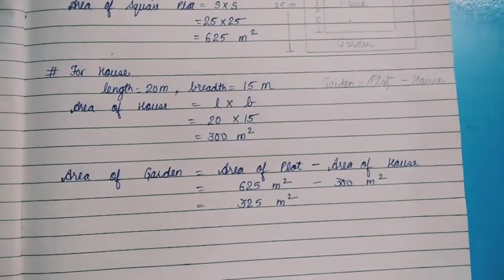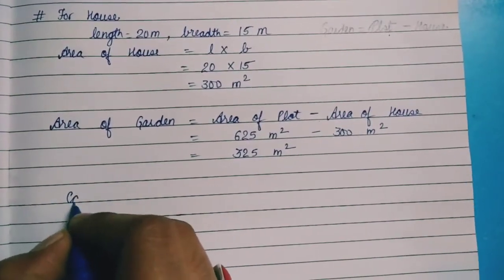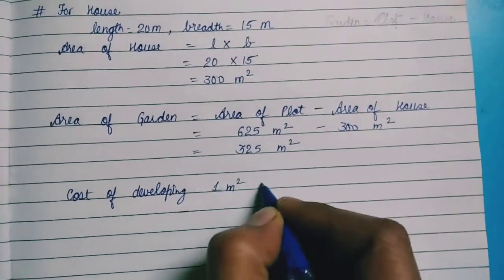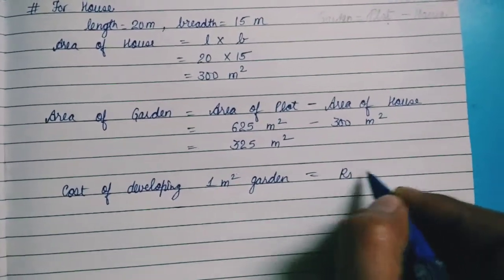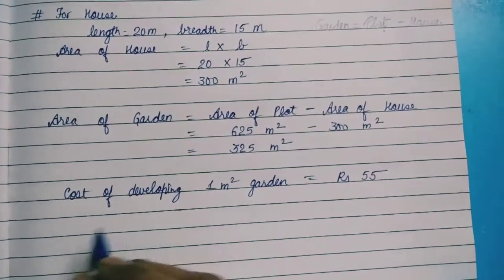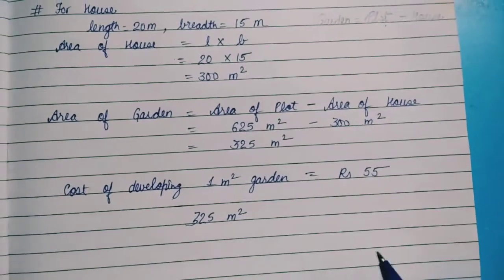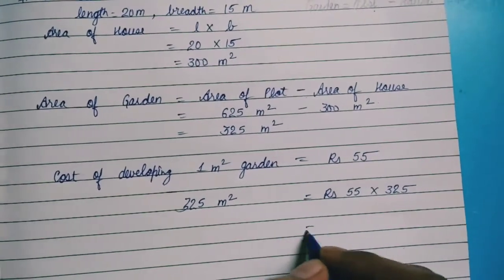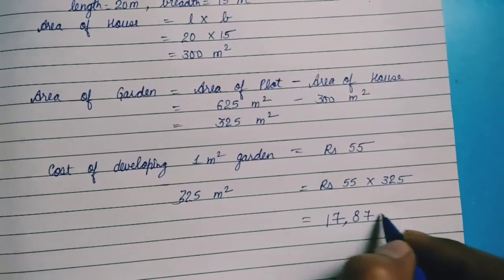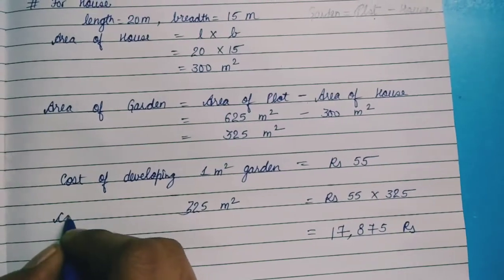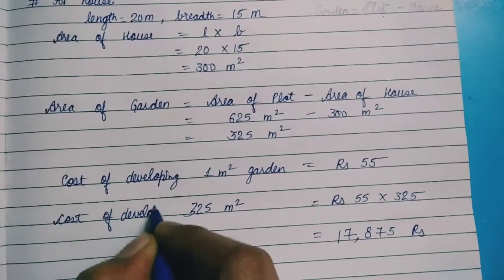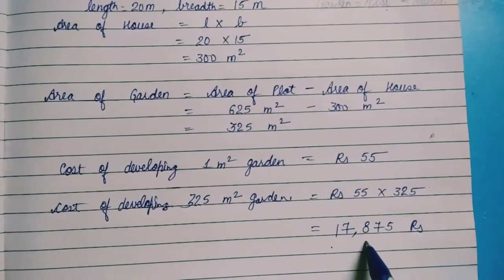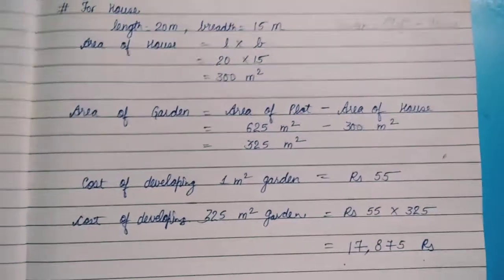Now from that we can easily get the cost of developing the garden. The cost of developing 1 meter square of garden is rupees 55, but we need to develop 325 meter square of garden. So this rupees 55 will be multiplied by 325 and it will give us 17,875 rupees. So the cost of developing 325 meter square of garden is rupees 17,875. So here we completed the question number 2 solution.